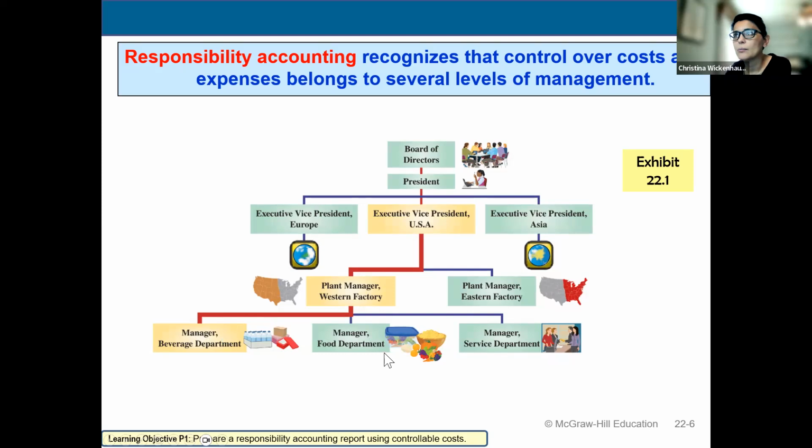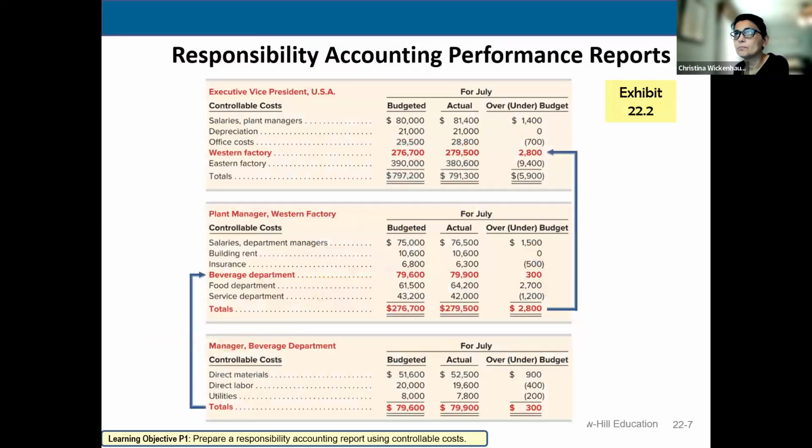They are not worried about what's in the food department, and they're definitely not worried about what's the responsibility of their manager. So again, pretty logical stuff. So hopefully it's not too difficult. So let's look at the financial statements broken down. You can see this is the vice president, this is the manager, and this is the department manager. So this is a plant manager versus a department manager.